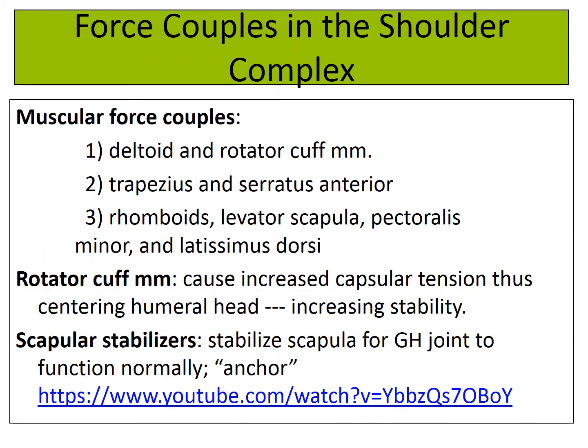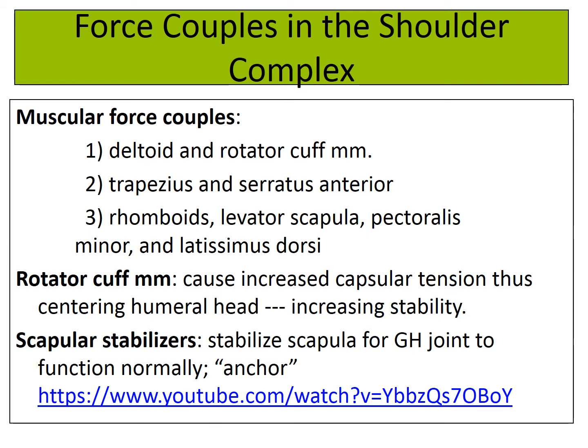Here are some examples of force couples within the shoulder complex. The deltoid muscles as a group and the rotator cuff muscles work together to accomplish shoulder flexion, abduction, and extension. As the deltoid causes the movement of the humerus in these directions, the rotator cuff stabilizes the humeral head within the joint so that we do not have impingement occurring.